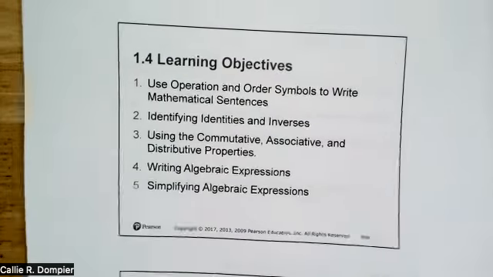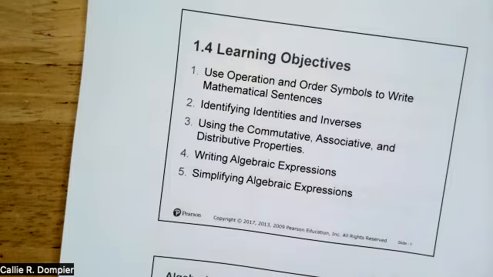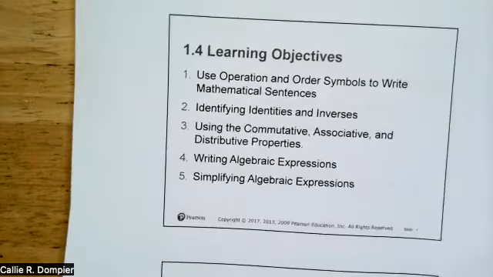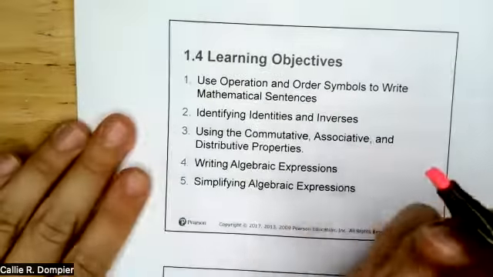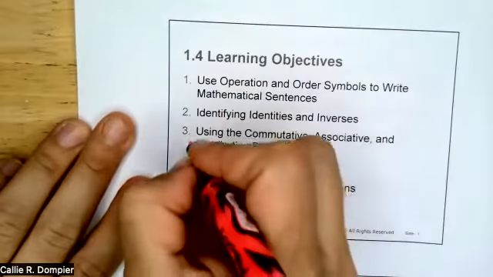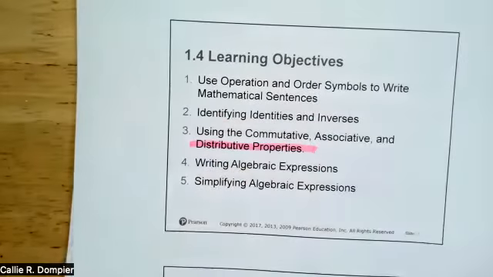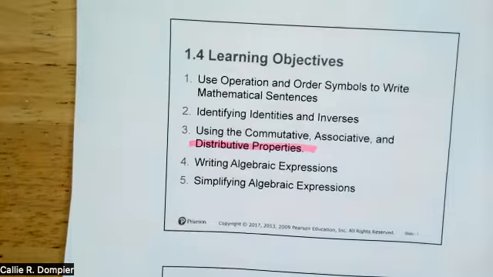So for 1.4, use operation and order symbols to write mathematical sentences, identify identities and inverses. Use commutative, associative, and distributive properties. Those sound much more complicated than they are, okay? And the most important one, the one we're gonna see over and over, is distributive, okay? We're gonna continue writing algebraic expressions and simplifying algebraic expressions, okay?